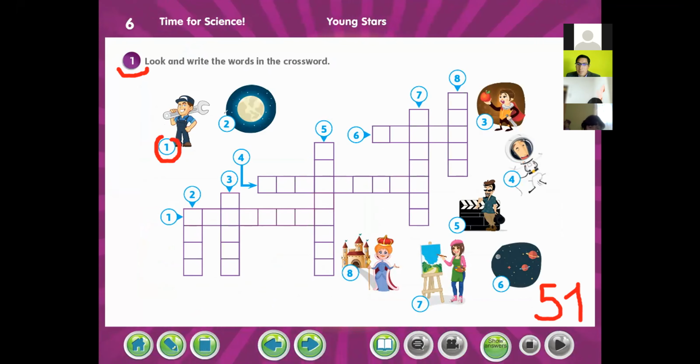The number two is the moon, teacher. Okay, but this is for you. It's not for the teacher. This is for you. Complete this. With the teacher, the activity number two.